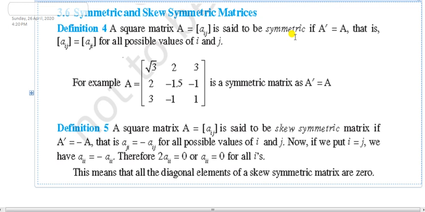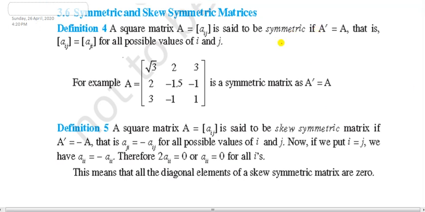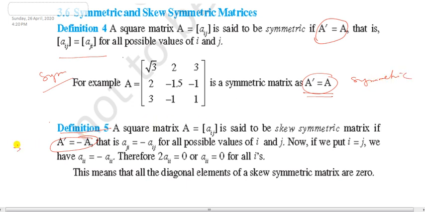Symmetric, if A' will be equal to A, that is, even if I transpose the matrix, I will get the same matrix, right? That is, in technical terms, it is written aij is also equal to aji for all i and j. So A' must be equal to A, and the skew symmetric will be just the opposite one. Here it is written for symmetric, and for skew symmetric it is written like this, A' equals to minus A. So this result is for symmetric and this result is for skew symmetric.